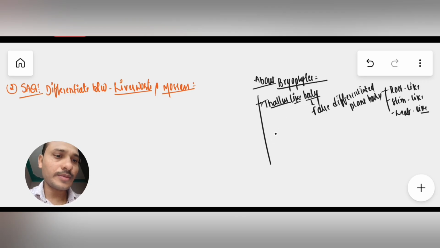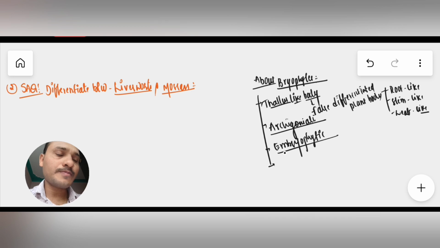Okay, and these plant bodies are archegoniate. Remember, bryophytes are archegoniate, meaning they contain the archegonium as a sex organ. Very important, bryophytes are embryophytic, so they develop an embryo in the plant body.